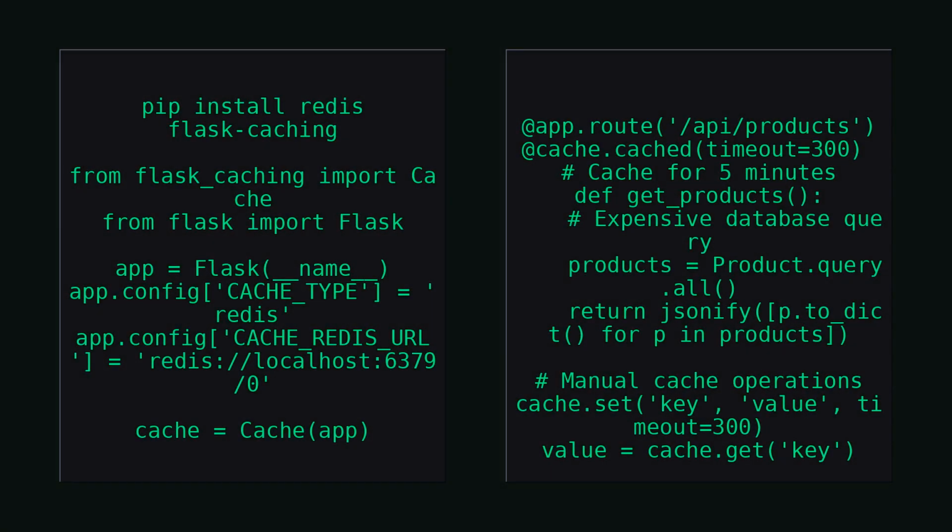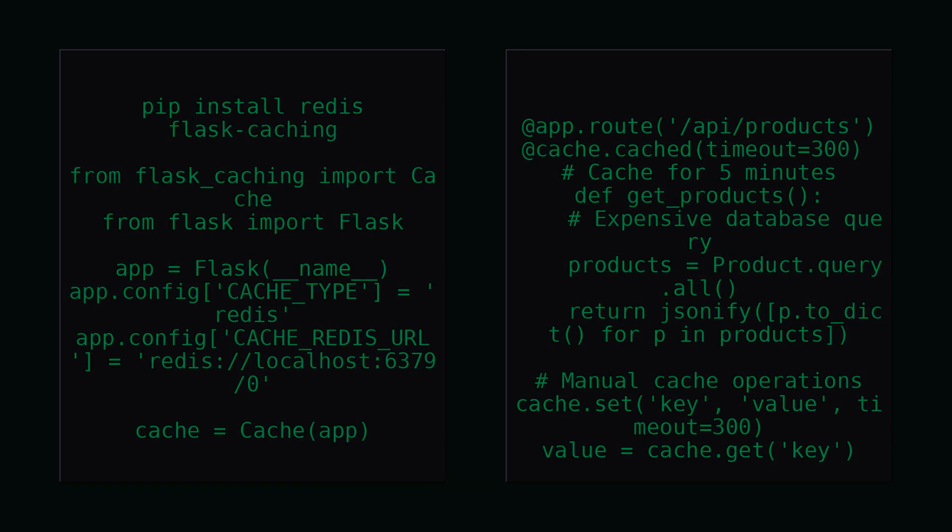Implement Redis caching to improve API performance. Install Redis and Flask-Caching packages. Configure Redis connection in your Flask app. Use the cache decorator to cache expensive database queries and API responses. Set appropriate cache expiration times. This significantly reduces database load and improves response times for frequently accessed data.